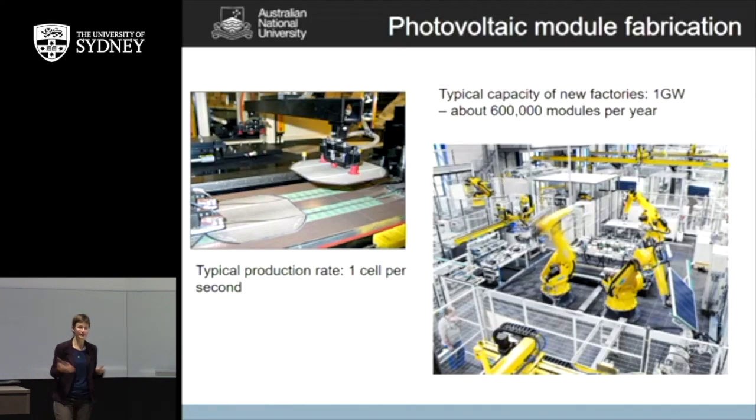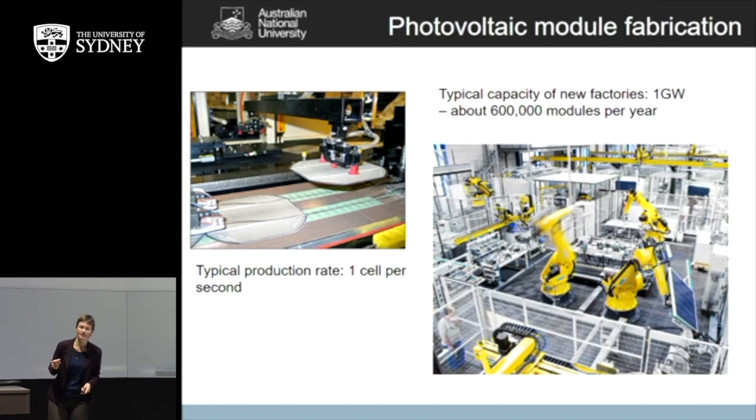So we can see then, in order to produce all these panels, solar photovoltaics has to be a big business. We have to be producing these sort of panels at a pretty high rate. This is an individual cell of the panel, so the panel is made up of tens of these individual cells, and in a factory you're usually making those cells at about 1 cell per second.